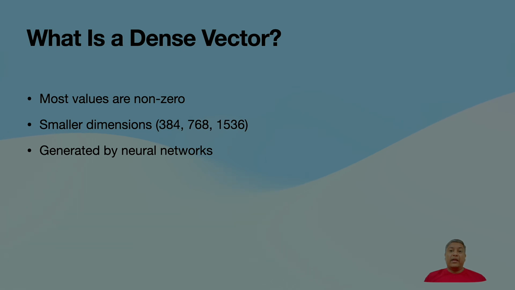A dense vector is a compact representation where most values are non-zero. Instead of thousands of dimensions, dense vectors usually have a few hundred or thousand dimensions. They are generated by neural networks and embedding models. So when people talk about embeddings, they are usually referring to dense vectors.